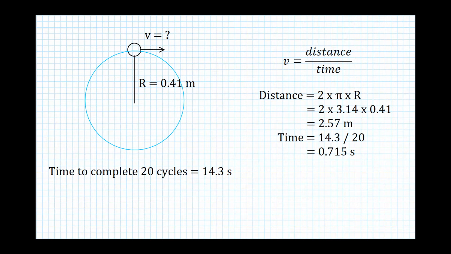And it took 14.3 seconds to do 20 cycles. So the time it takes to do one cycle is 0.715 seconds. We divide by the number of cycles. And now we can plug those two numbers into our formula for speed or velocity as distance over time. So I plug in 2.57 meters for the distance, 0.715 seconds for time, and I get 3.6 meters per second for my velocity. And then, of course, v squared is just 3.6 times 3.6.